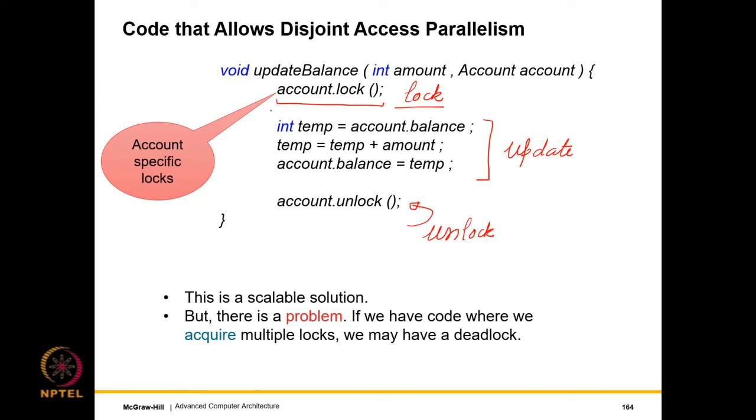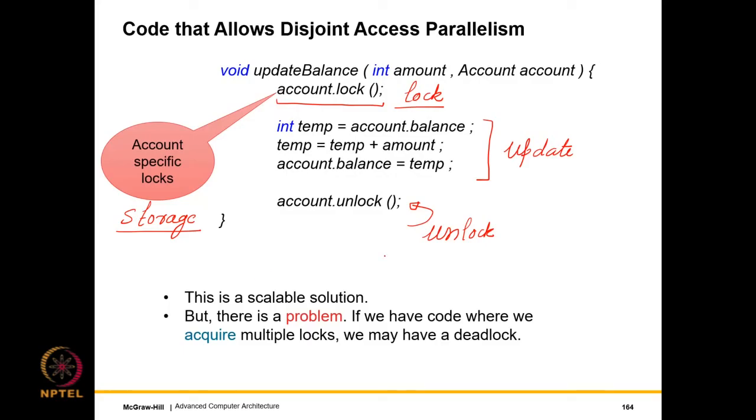And furthermore, we have account specific locks. So this does increase the memory footprint, right? So the storage area of the program, the memory footprint increases. The reason being that previously we had one lock, and now if we have 10,000 accounts, we have 10,000 locks. Nonetheless, this is a very scalable solution. In fact, this is something that is used. But again, there are problems.